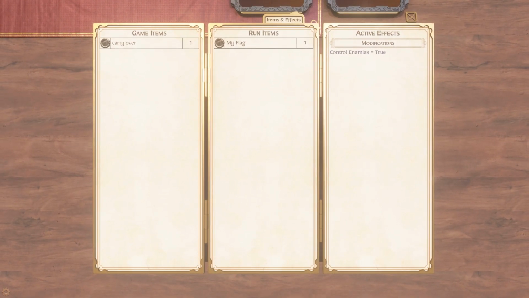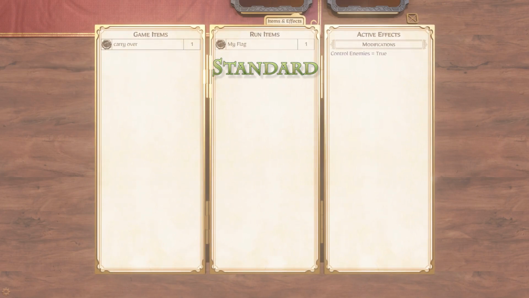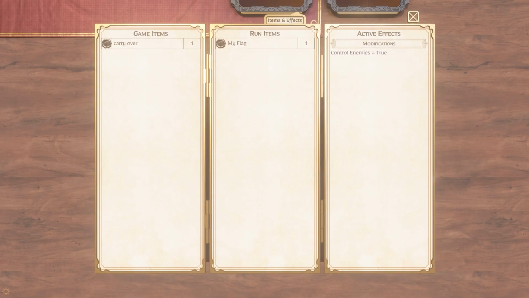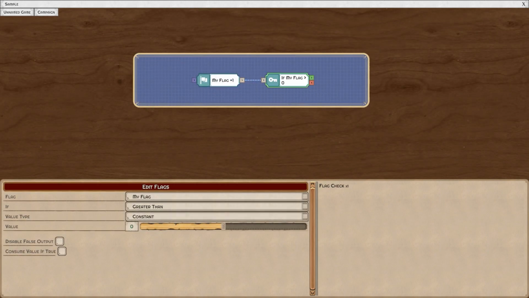As you can see, here is my persisted flag, and here is my in-run flag. You can set the persisted flag to visible, just like you can set the standard flags to visible. If they are not visible and are still set to hidden, they will not appear in this menu. Other than that, these flags work pretty much the same way. You can even set one by the other. If you haven't watched the flag check video, I recommend watching that one next so you know how to make use of your flags.